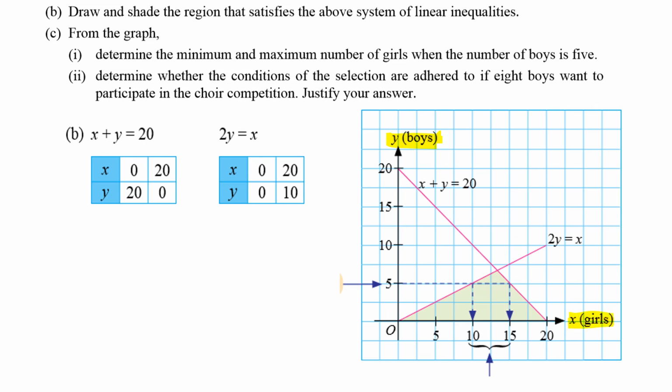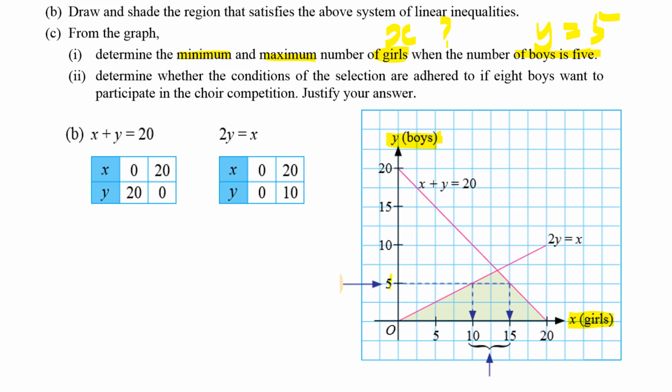Okay, so determine the minimum and maximum number of girls. So you want to find what? You want to find your X when the number of boys is 5. When your Y equals 5, what is your X? And your X, you will have two values. One is minimum, one is maximum. So how to do this?